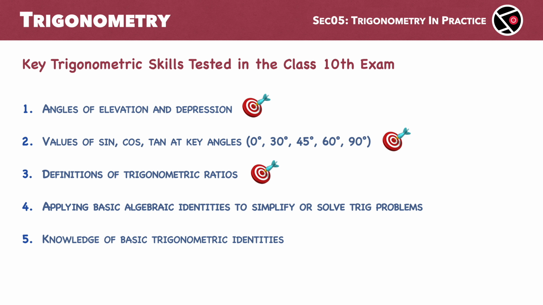Let's now move on to skill number 4, applying basic algebraic identities to simplify or solve trigonometric problems. Yes, you will need to know the basic algebraic identities such as a plus b whole square is equal to a square plus b square plus 2ab to solve problems in trigonometry. Here is the first problem.